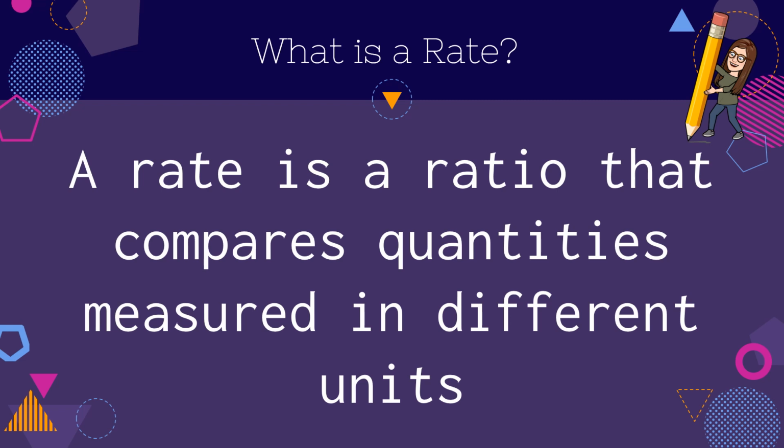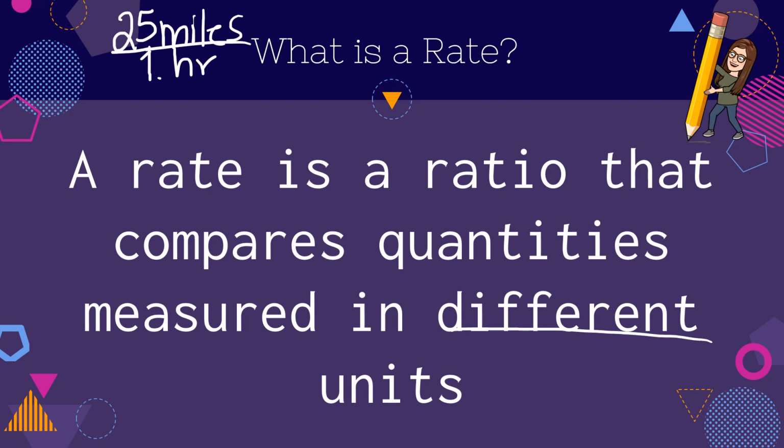The next definition is a rate. A rate is a ratio that compares quantities measured in different units. Different units is the key phrase here, and one of the rates that you use every day is miles per hour. So for example, if I'm driving in town, that would be 25 miles, and we normally say per hour, but by saying that we mean per 1 hour. So notice I'm comparing 25 to 1, but they're different units. We're comparing miles and hours.